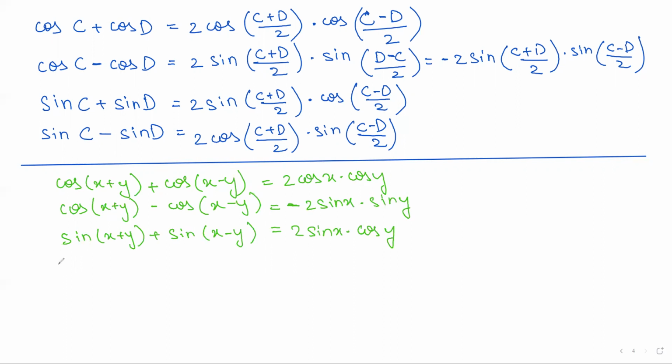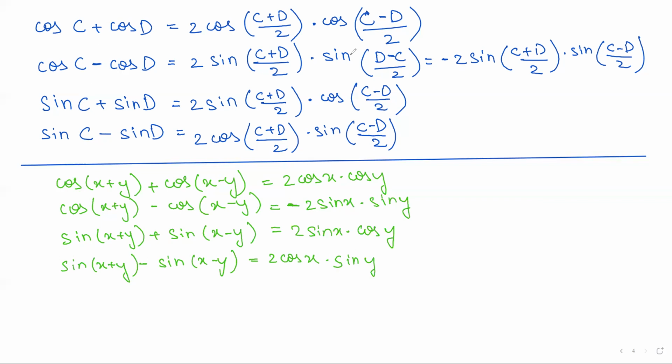Sine of x plus y minus sine of x minus y will lead you to 2 times cos x into sine y. Observe x minus y. So x takes the first angle and y takes the second angle. It's assumed that x is greater than y.